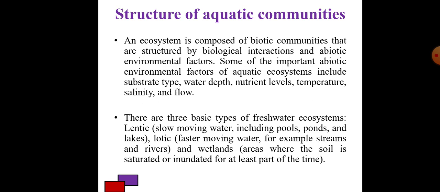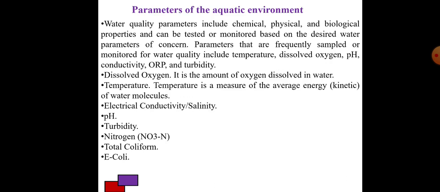So there are three basic types of freshwater ecosystem, that is lentic. Lentic means slow moving water, for example pools, ponds and lakes. Then the second one is the lotic ecosystem. Lotic ecosystem means faster moving water, for example streams and rivers, okay. And then the next one, wetland. Wetland is the area where the soil is saturated or inundated for at least part of the time.